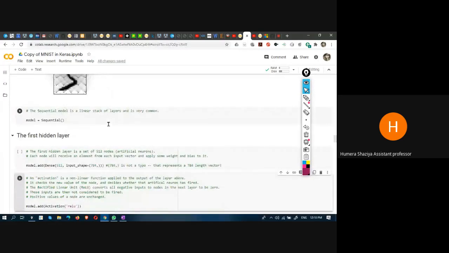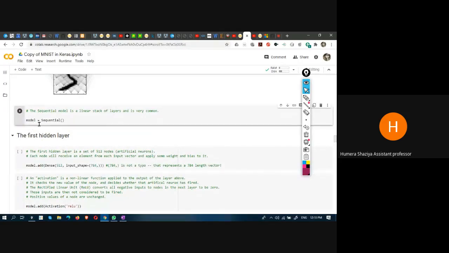So, how to create a model? First step is you have to say model. Model here, this is the name. You can give any name. Model equal to Sequential. Which model are we creating? Sequential model is nothing but a linear stack of layers. You have one layer followed by another layer followed by another layer, like that.